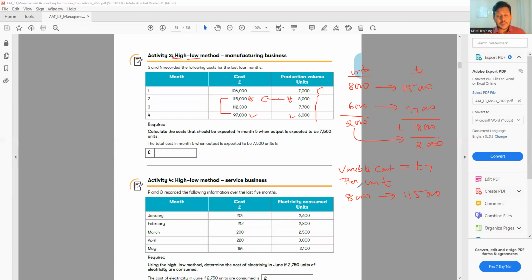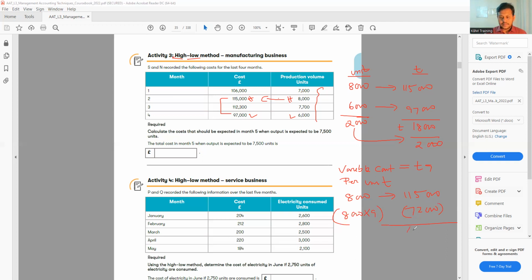So I know the variable cost per unit is 9. If I take out all the variable cost, the remaining will be the fixed cost. So 8,000 units times 9 will give me the total variable cost. How much is it? 72,000. If I minus the 72,000 variable cost from the total cost, the remaining is the fixed cost. So how much will be the fixed cost remaining?